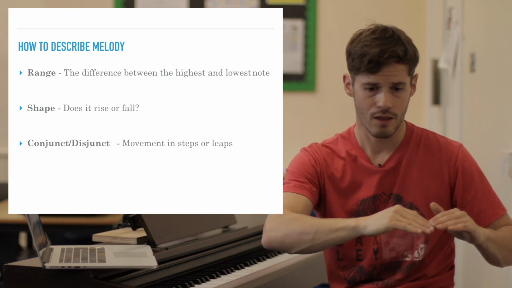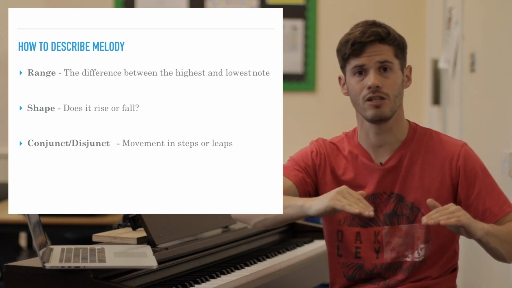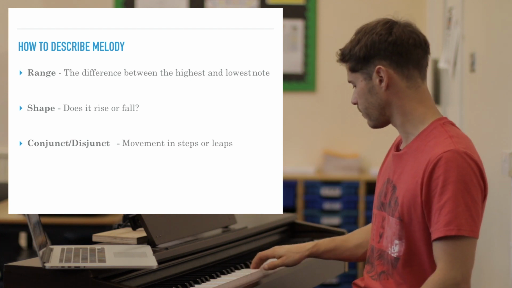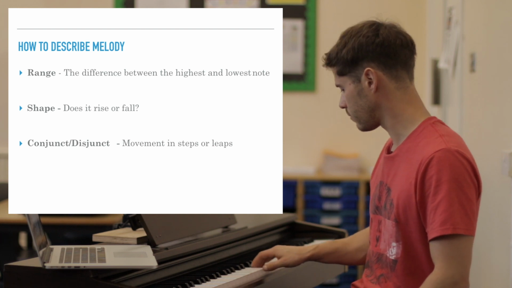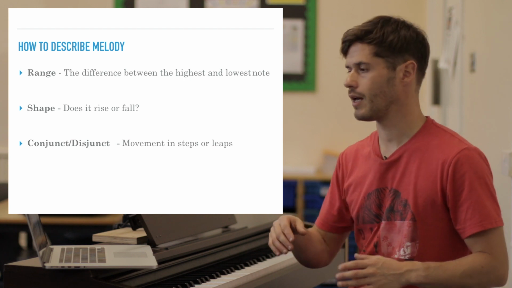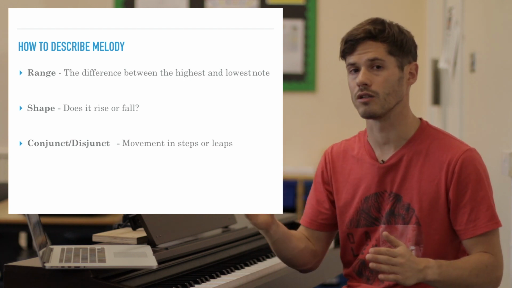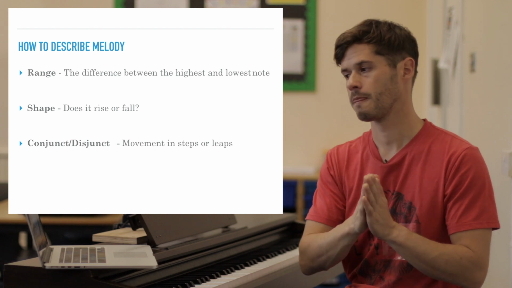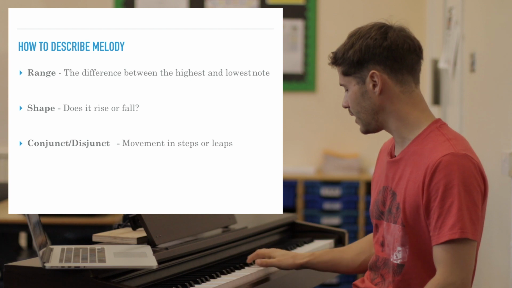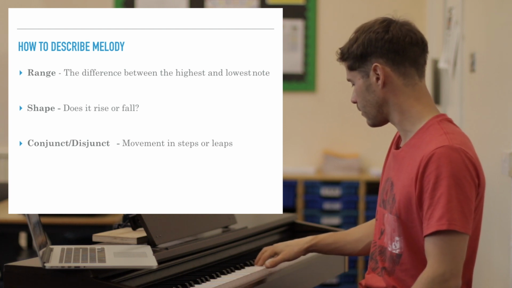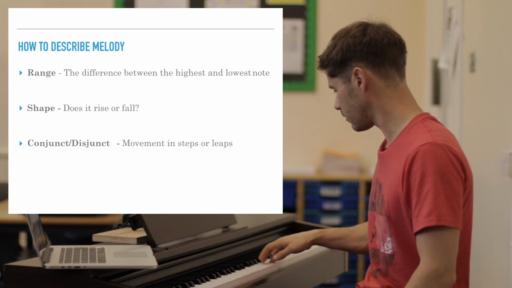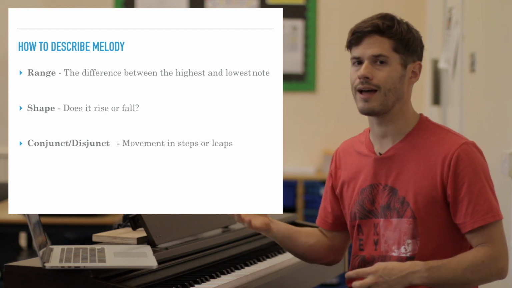Conjunct means that the notes, the pitches, change in steps. So going up in step would look something like this. So that went up and down in step. Stepwise movement, where the notes are next to each other, is called conjunct. Disjunct, you've guessed it, is the opposite to that: it's leaps. So you might have a disjunct melody like this. Okay, so I had some conjunct.